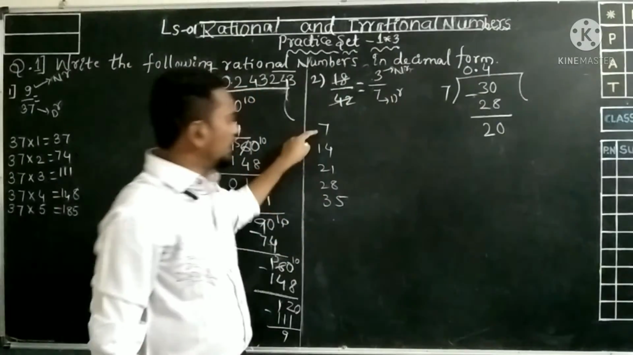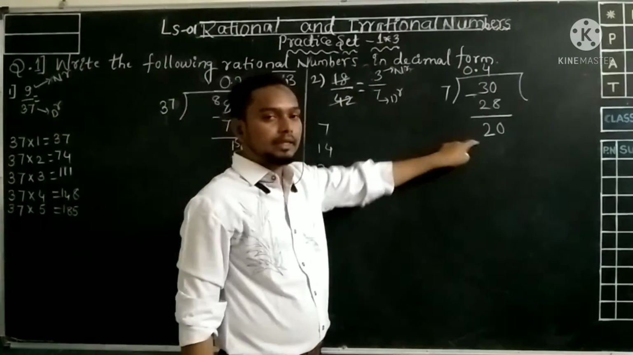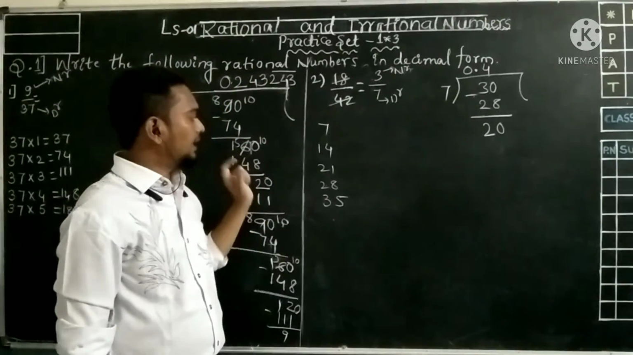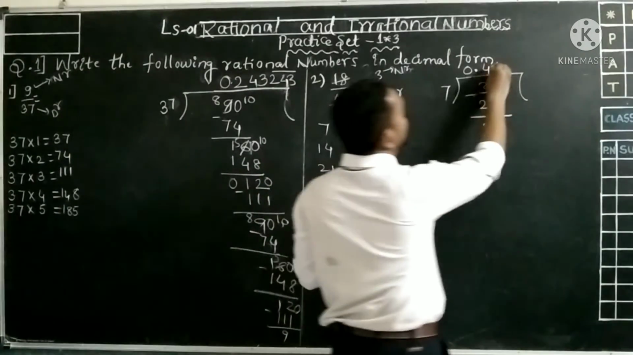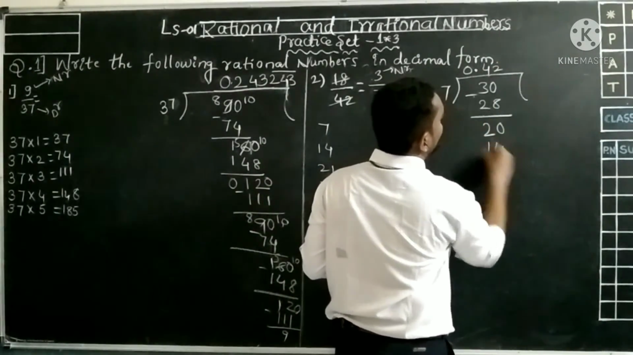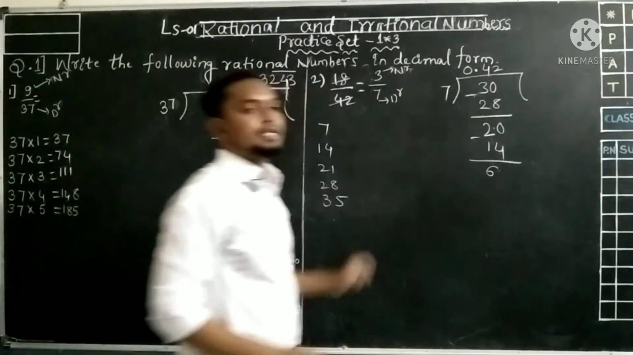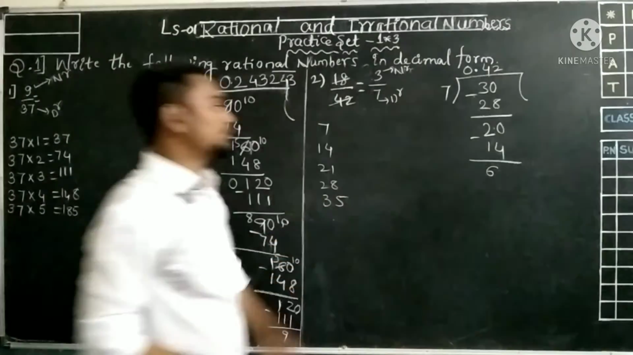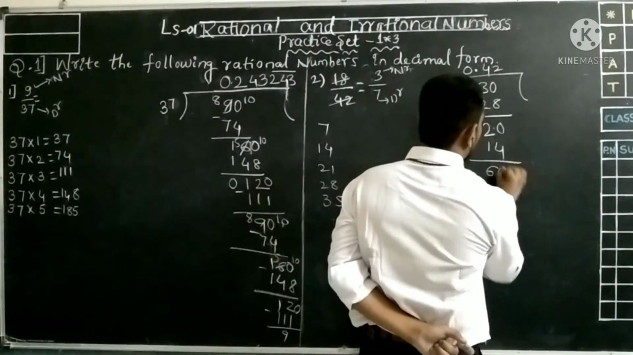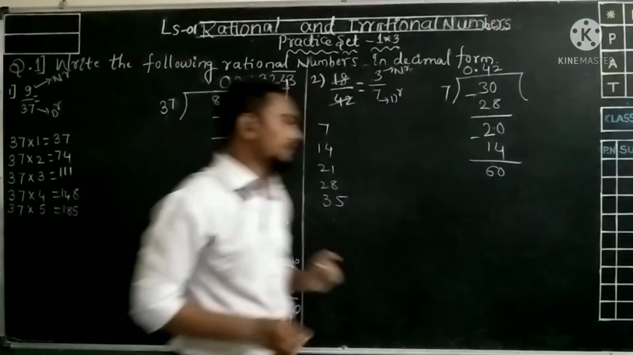20 is not in the 7th table. Therefore, now we will take 7 2s are 14, and 20 minus 14 means 6. Again, we will put a decimal point after 6. 6 becomes 60.